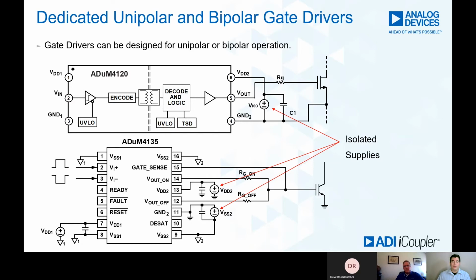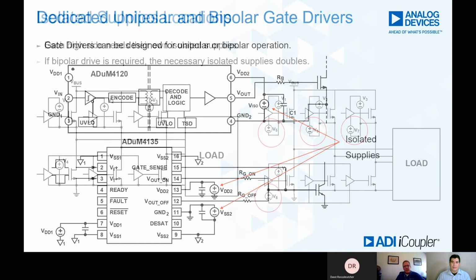The ADUM4135 is an example of a natively bipolar system, having 3 power pins, a VDD2, a ground 2, and a VSS2 pin, allowing you to put the positive and negative voltages into the system. Okay. And it looks like, if you're using 2 separate supplies, you could total up quite a few isolated power supplies if you have multiple devices in parallel or something, right?